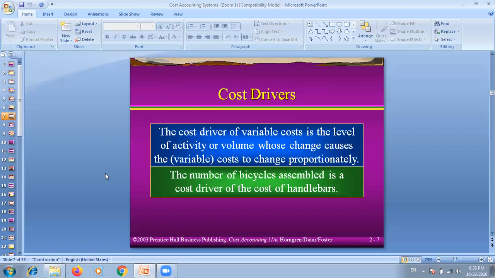Suppose that I am producing a certain product, glasses, for example. If I produce one glass, its variable cost will be 10, 2 glasses will be 20, 200 glasses will be 2,000. The cost increases with the number of glasses and decreases with the number of glasses. So the glasses are the cost driver through which the variable cost proportionally changes. The number of bikes assembled is the cost driver of the cost of the handlebar. As the handlebar is $52, if I produce 1,000, I will pay 52,000. 2,000 bikes, 104,000. So what moves cost up and down is the number of bikes. So the number of bikes is the cost driver.